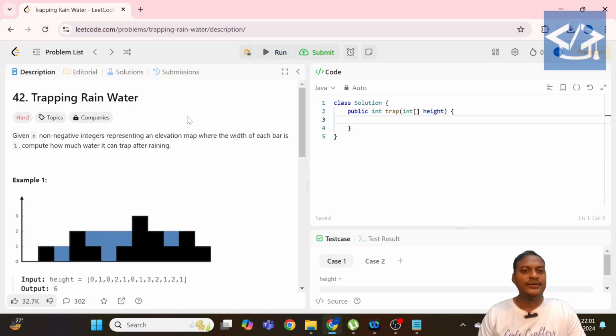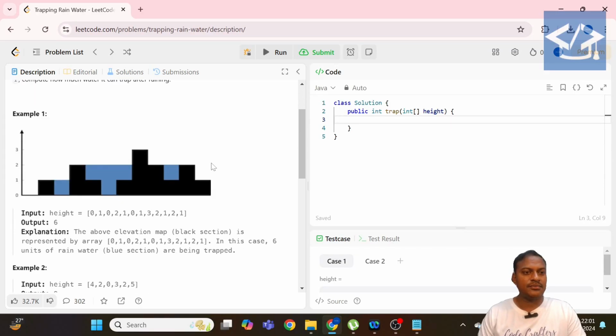Guys, today we are going to solve one more LeetCode problem, that is Trapping Rain Water. It falls under the hard section. Okay, so let's see what this problem is.